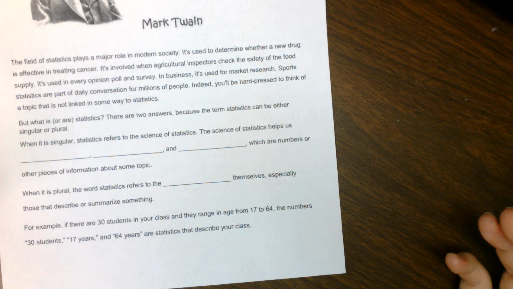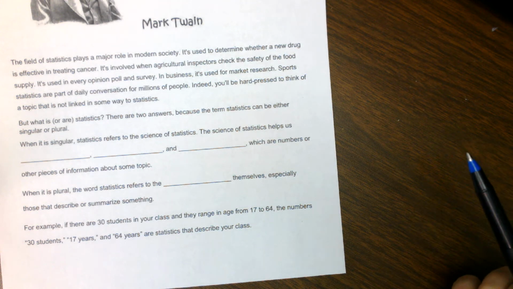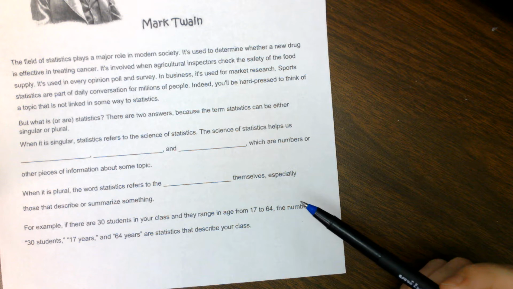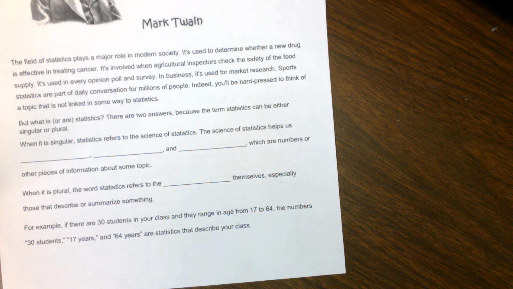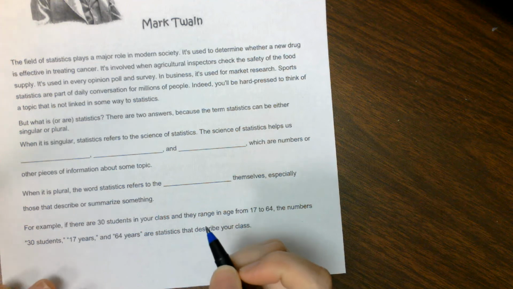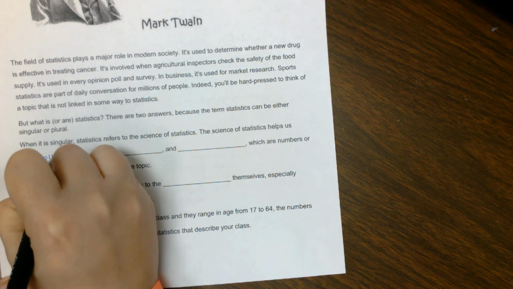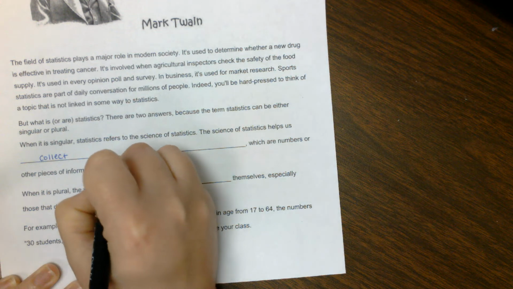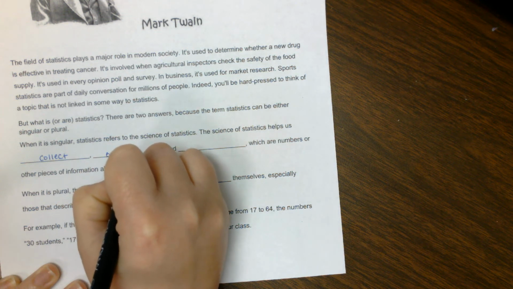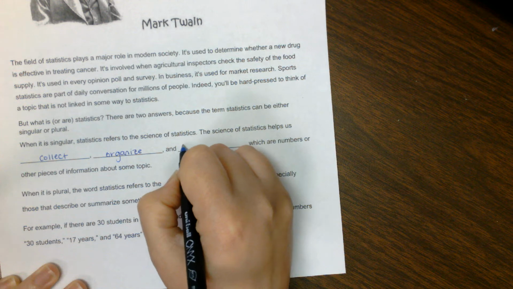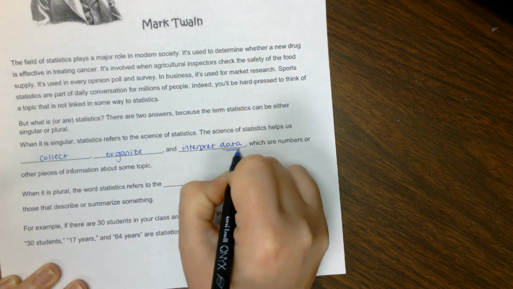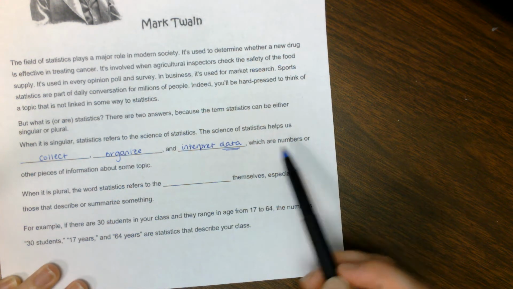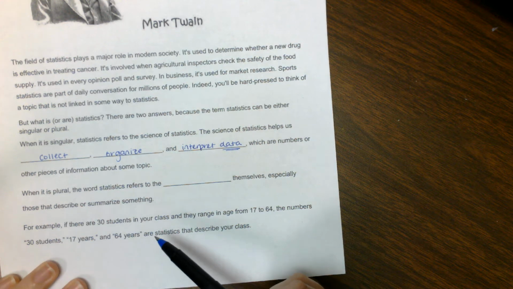So what exactly are statistics? Depending on whether you use it as the plural or singular, there's going to be a different answer. When it's singular, stats refers to the science of statistics. The science of statistics helps us to collect, organize, and interpret data. So this data, those are numbers and other pieces of information about some topic.